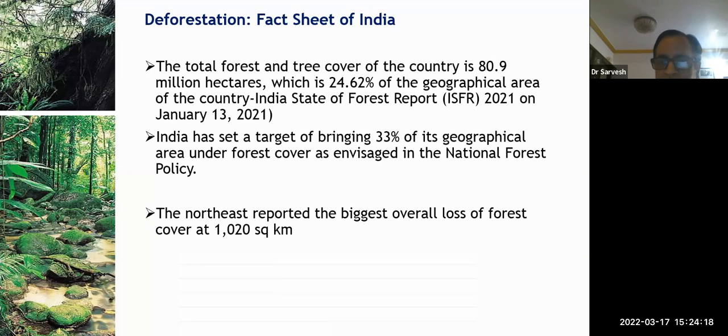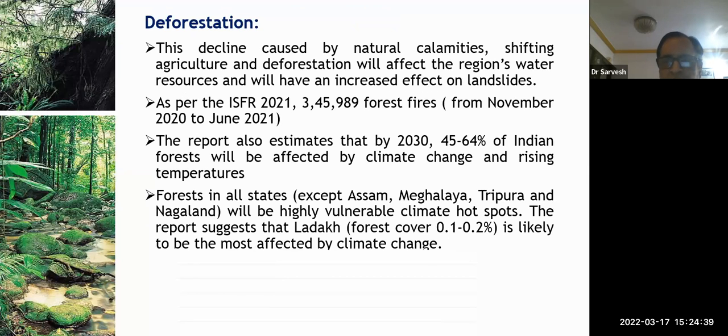Deforestation: the fact sheet has been presented by the ICFR. It says that up to this level, 24.62% of the geographical area is forest. Now it is intended to increase up to the 33% level. The Northeast has reported a loss of cover of around 1020 square kilometers, so it has to be contained.